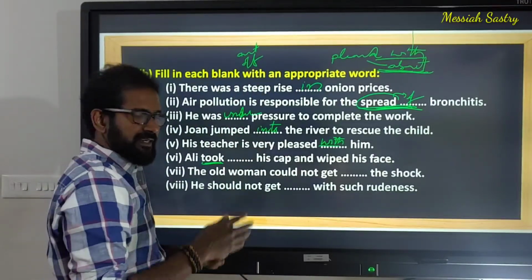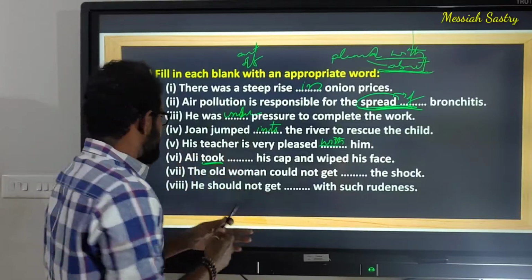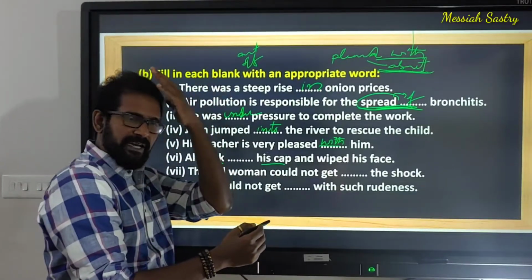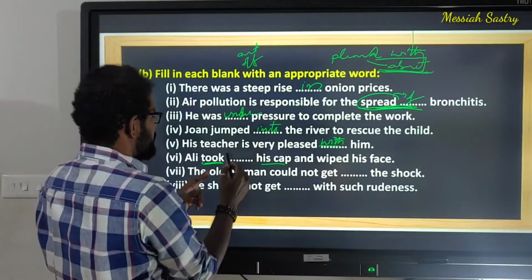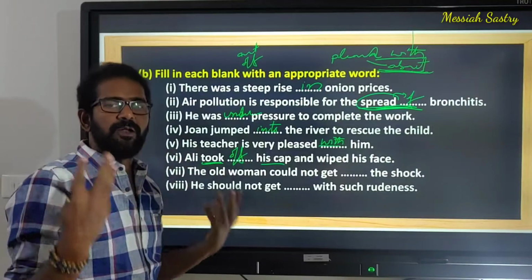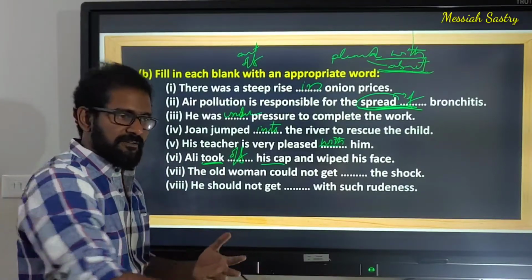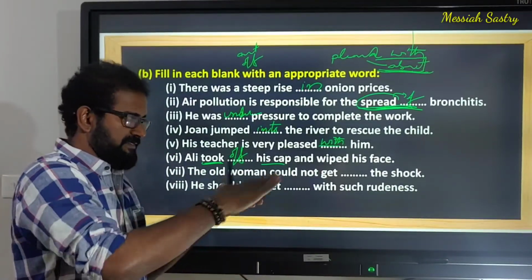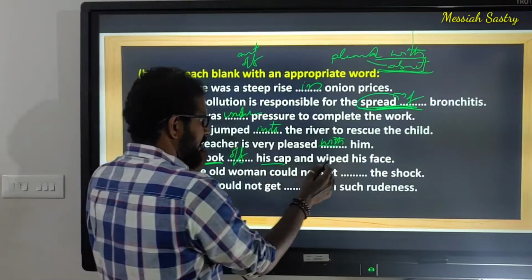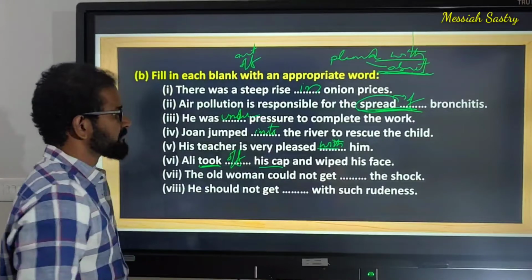Off means taking something over. For example, Ali took off his cap, so from his head. Then here we write it took off. So I took off my clothes. So not from inside, from surface. So Ali took off his cap and wiped his face.